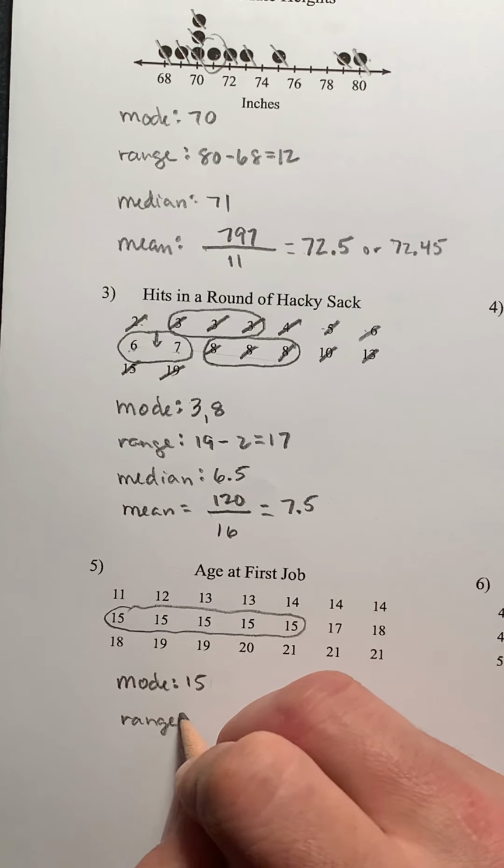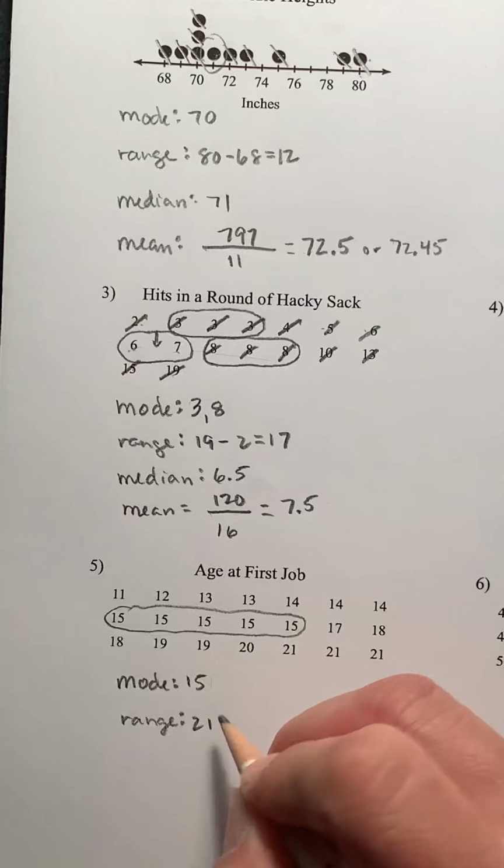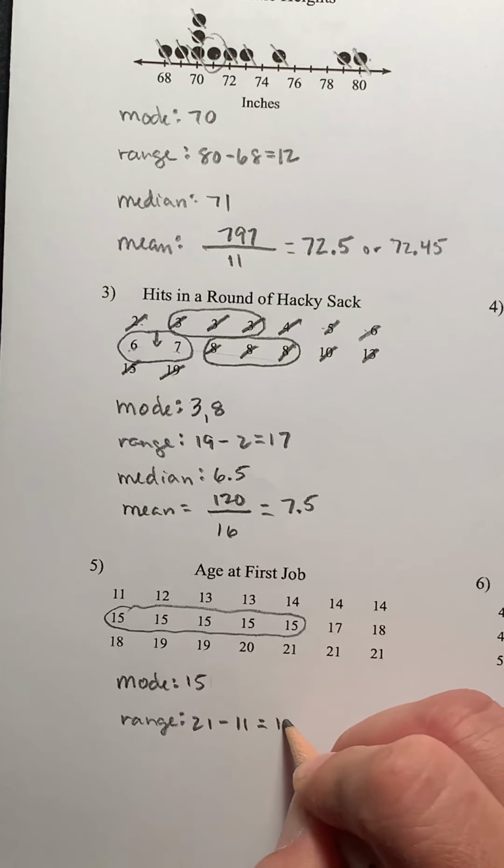The range: biggest, 21. Smallest, 11. We subtract those two numbers, and we get 10.